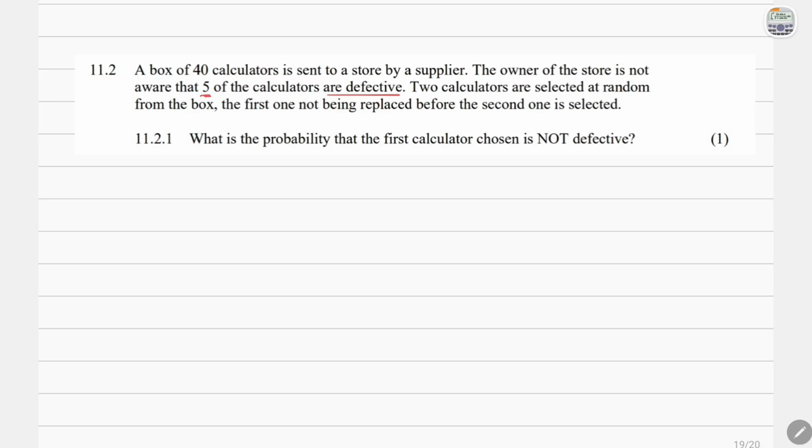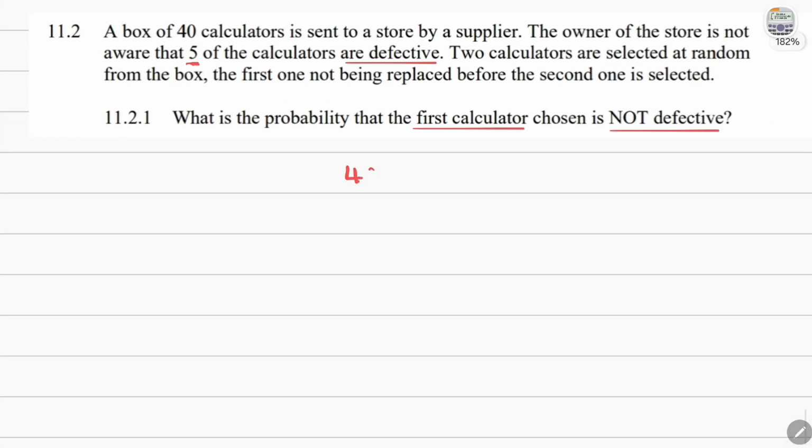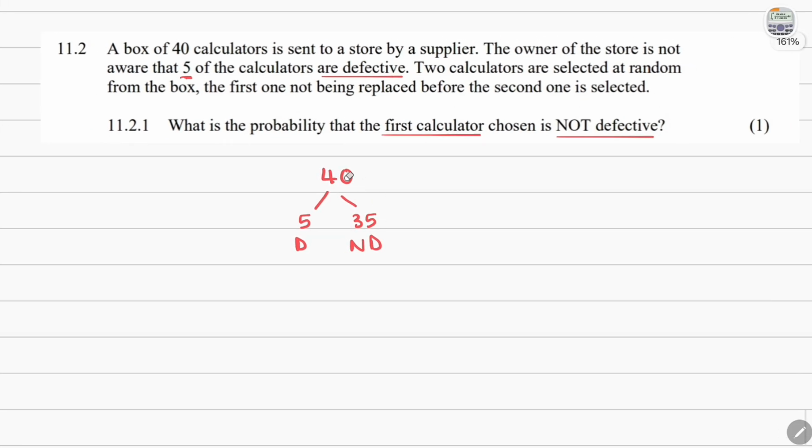Okay, so we're just not replacing. And then 11.2.1 says, what is the probability that the first calculator chosen is not defective? Okay, it's the first calculator chosen. If we know that there is a box with 40 calculators, 5 are defective, then it means that 35 are not defective. And so the probability that when these calculators are in the box that you're going to pick one that is not defective would just be 35 out of the total 40 calculators we have.